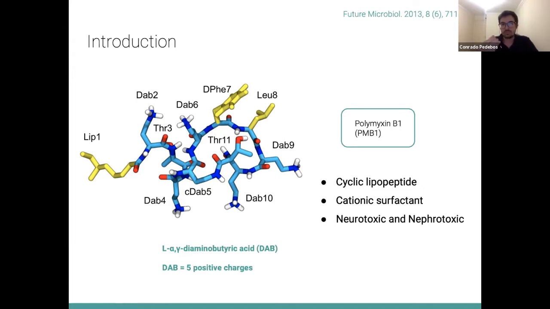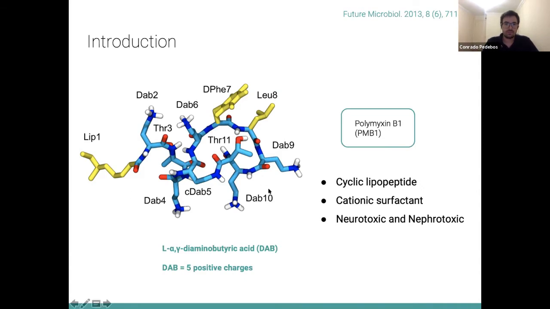Also, in the context of this work, we need to consider the antibiotics, and in this case, we are talking about polymyxin, more specifically polymyxin B1. Polymyxins were used a lot during the 60s and the 70s, but they are quite toxic, so they were left aside for some time. But more recently, they have been used because of the rise of multi-drug resistant bacteria, and they are quite potent, but they are also, as I said, very toxic.